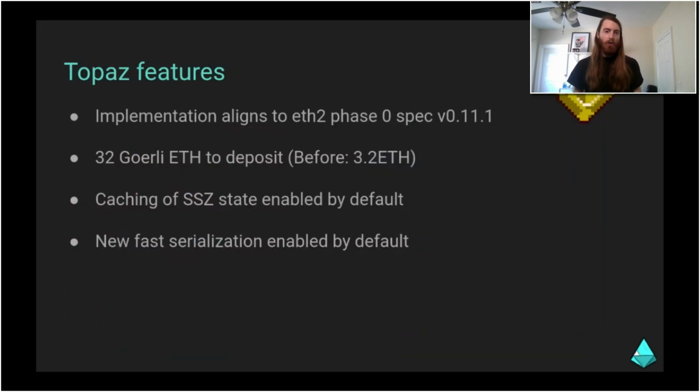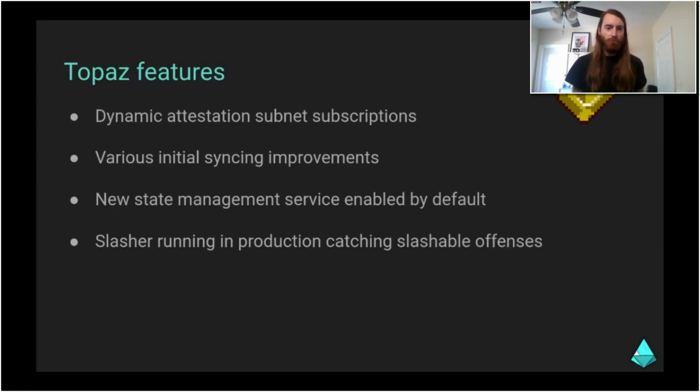Looking at Topaz, which is our latest milestone testnet release, this aligns to the 0.11 specification of ETH2. The difference between the mainnet scale of Sapphire and Topaz is that we're no longer using fractional deposits, so you actually need 32 test ETH to join. So this is very much like mainnet. We also have some new caching and new features enabled by default, so the client's been performing much better. We also have dynamic subscriptions, and a lot of other fun things.